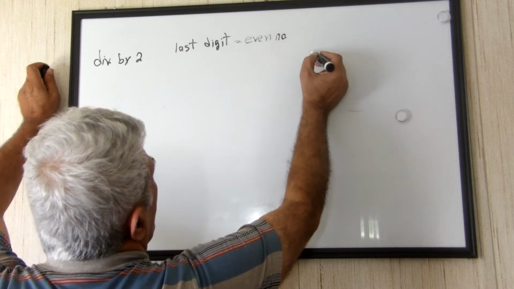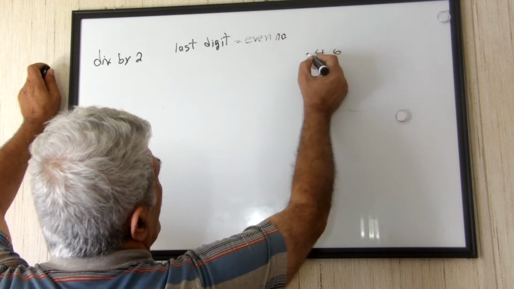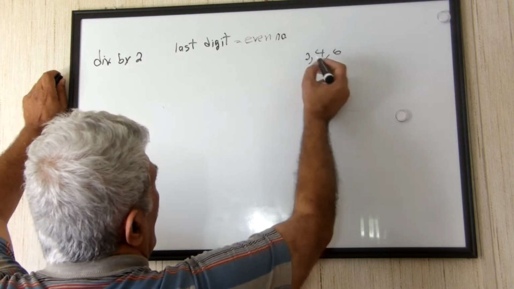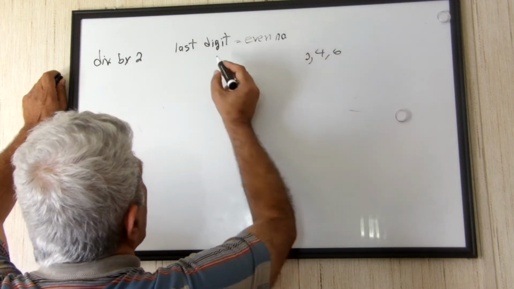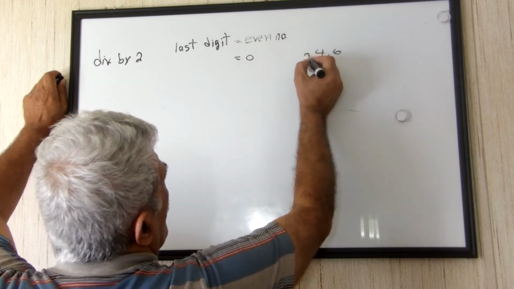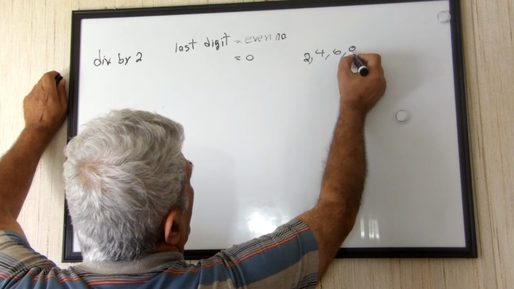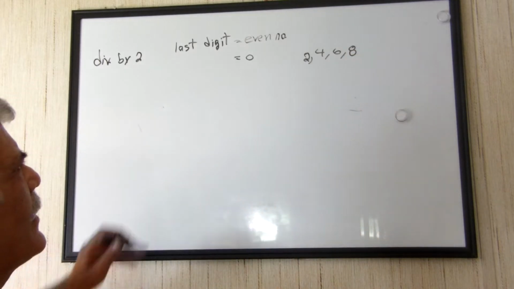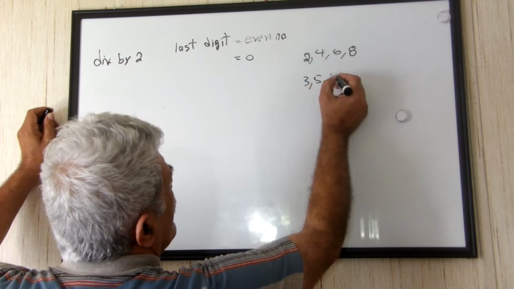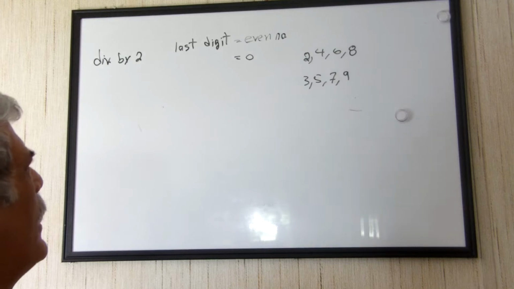Okay, like 4, 6, 2. Also 0. If there is a number whose last digit is 0, these are all even numbers. 2, 4, 6, 8 are even, and the odd numbers are 3, 5, 7, 9.